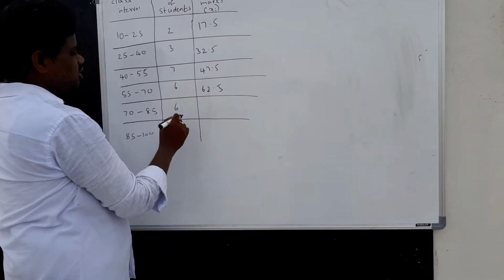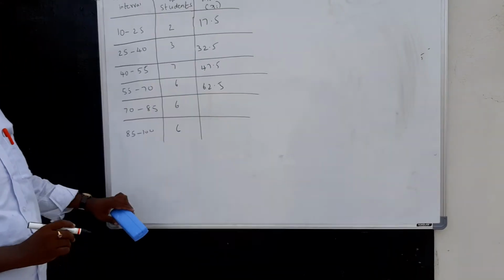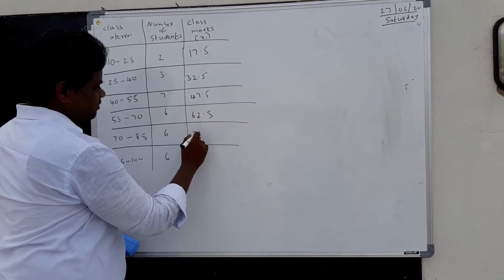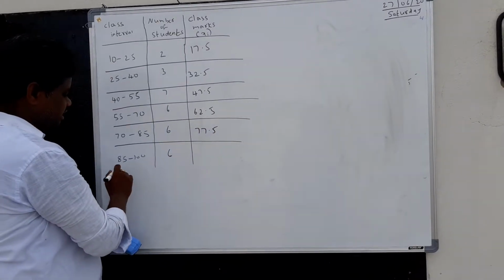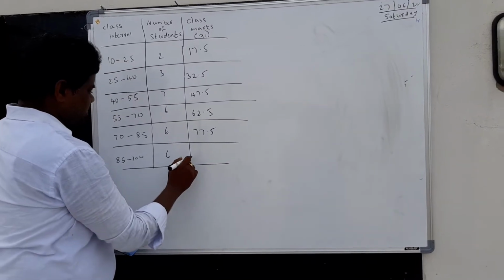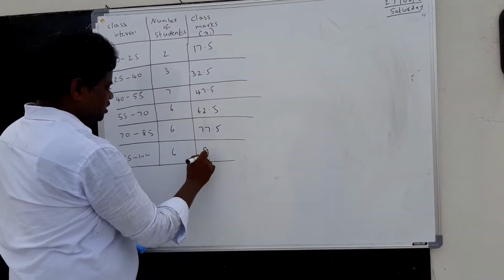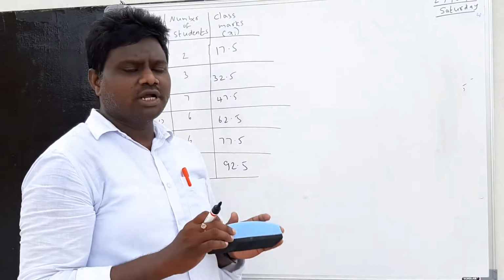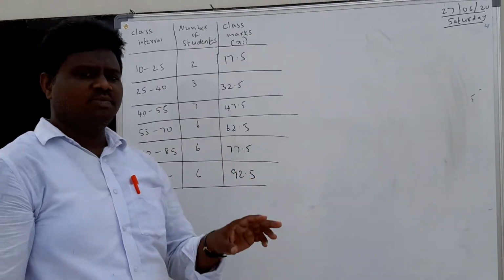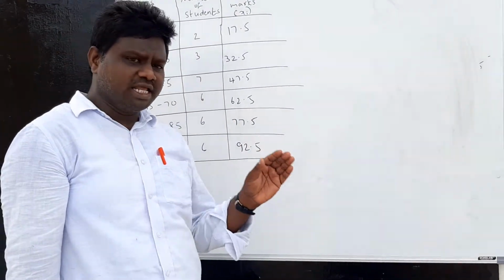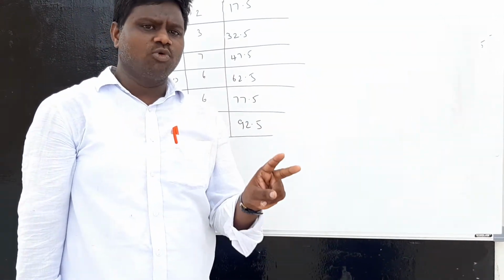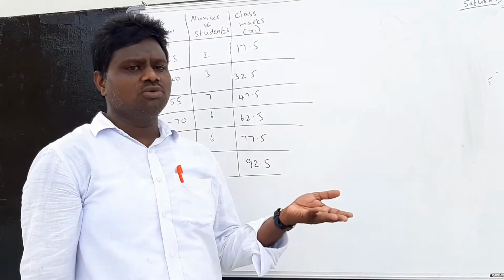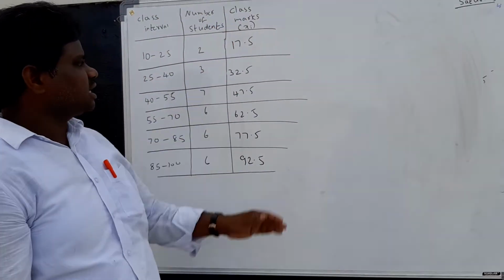For the next one, you will get 70 plus 85, you will get 155. 155 by 2 means you will get 77.5. Like that, for the last one, you will get 92.5. So these are class marks. Already I told how you get class mark: lower limit plus upper limit by 2. So for any class interval, you have to add both lower limit and upper limit, and you have to divide it by 2. So you will get the class mark.